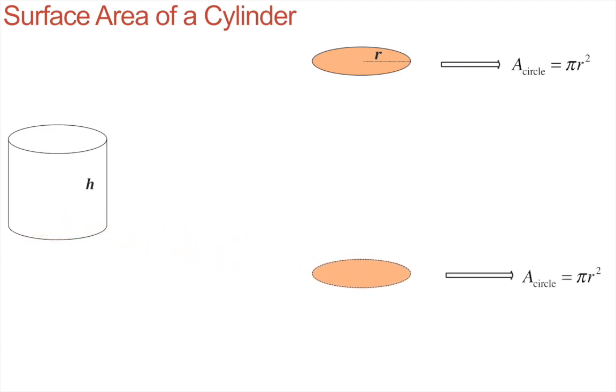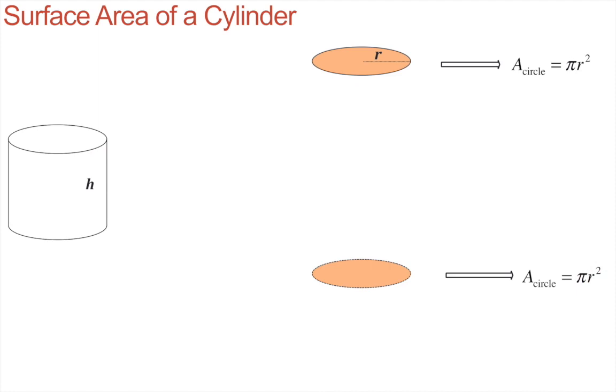So we've got two circles. There's our circle that was on the top and it was on the bottom. So the area of the top circle is pi r squared. The area of the bottom circle is pi r squared. It's this curved bit, the tubular part if you like, that we now need to deal with.